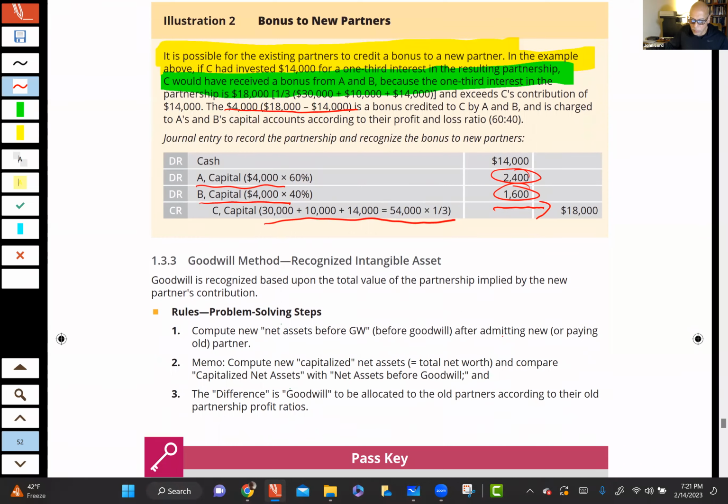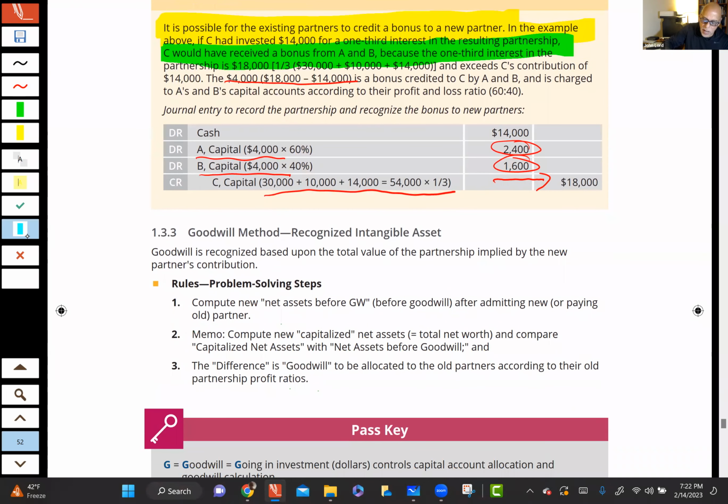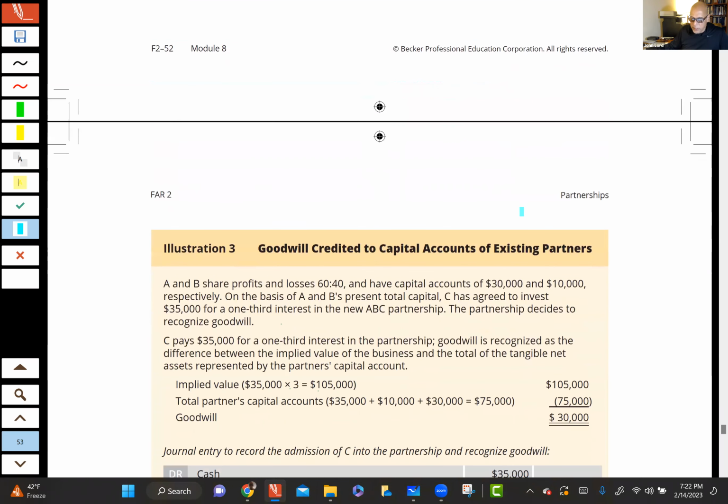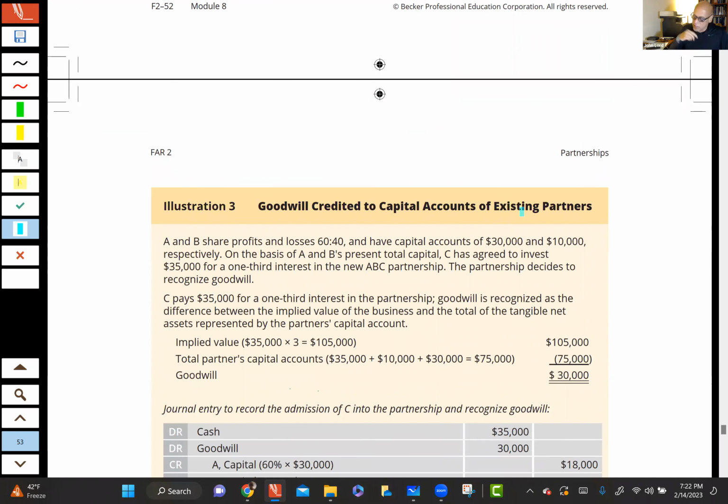Okay, now the goodwill method. I like the goodwill method because in the goodwill method, everybody wins. Nothing comes out of anybody's account. Everybody goes up. When it's goodwill, they'd either have to tell you not to use bonus, or they tell you the amount that the new partner is bringing in. That means it's not exact, and then they have to tell you use bonus, or they'll tell you use goodwill, or they may say don't recognize goodwill, which means you're left with bonus. But here they said goodwill.